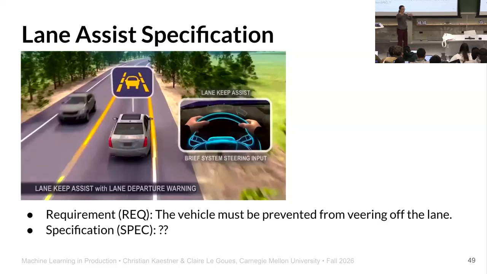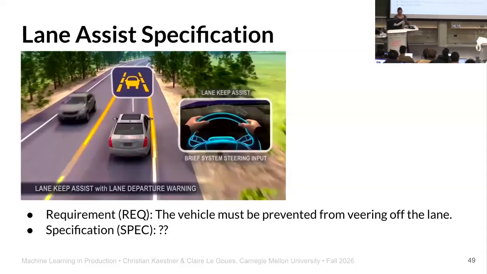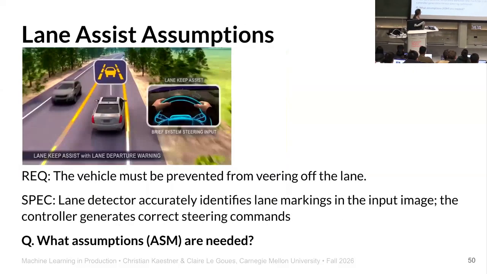So there's two parts to this, right? One is we have to accurately identify lane markings. The other is we need to influence car trajectory in some period of time. Okay, so this is a different way of saying the same thing. What assumptions are needed?